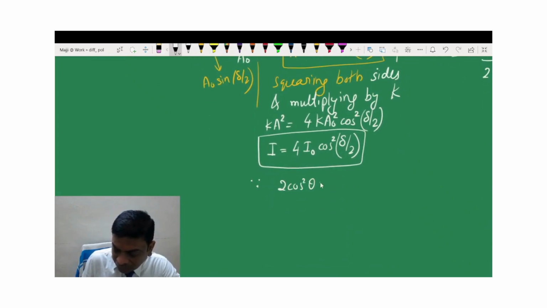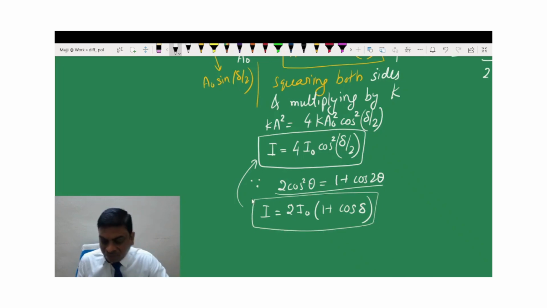2 cos square theta is 1 plus cos 2 theta. So using this formula, we can rewrite this: I'll keep the 1 2 there itself and I'll absorb the 1 2 here. So 2 cos square delta by 2 will be 1 plus cos twice of delta by 2, which is delta. So this is also a formula. You can use any one formula, but this one is more popular.